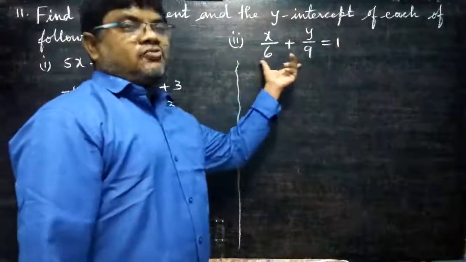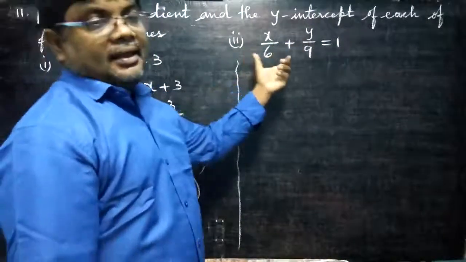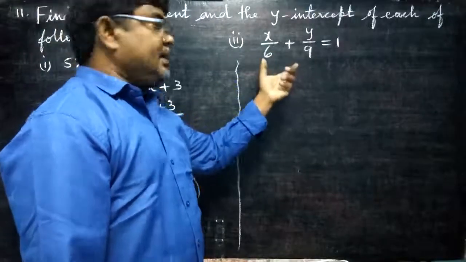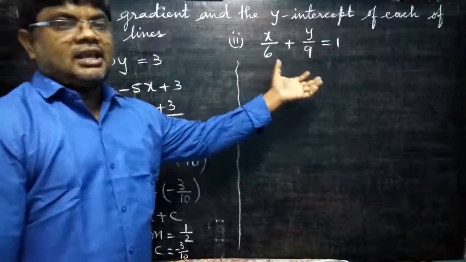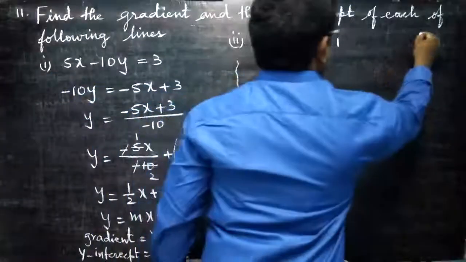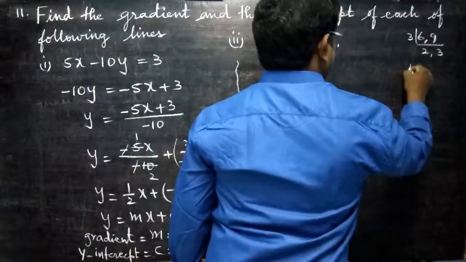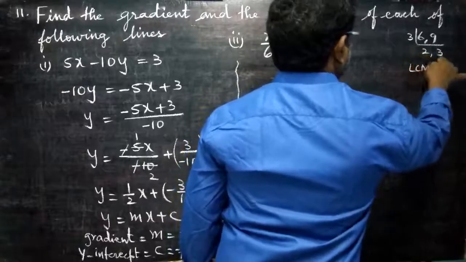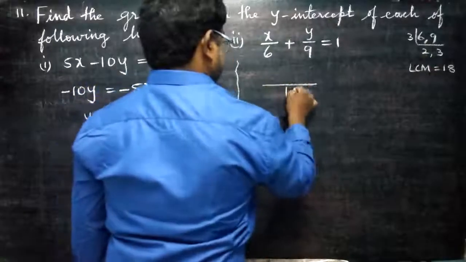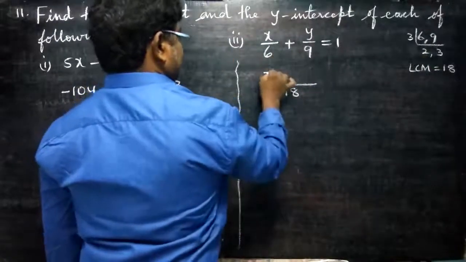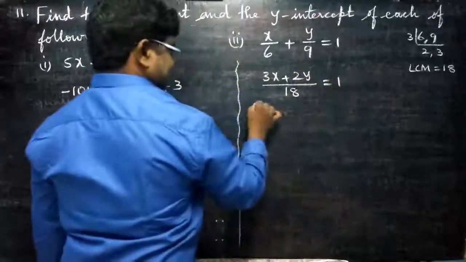This is the two-intercepts form: x by a plus y by b is equal to 1. Now I am going to write it in the form of the equation of a line, ax plus by plus c is equal to 0. Here for 6 and 9, 3 is a common factor, so the LCM is 2 times 3 times 3, which is 18. 6 goes 3 times, so 3x. 9 goes 2 times, so 2y is equal to 1.